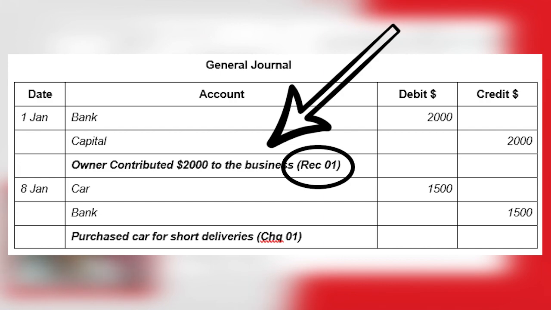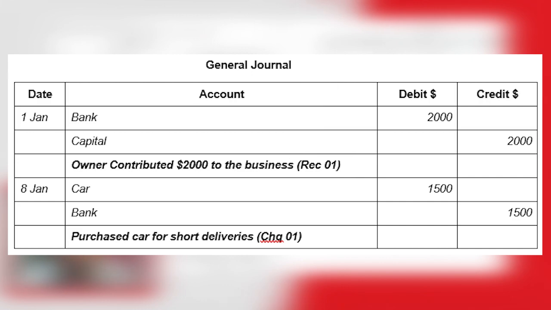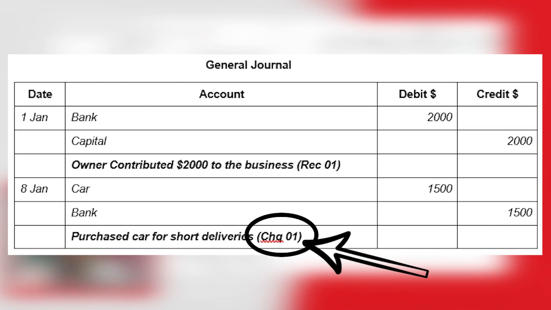And on the 8th of January, you can see the business purchased a car. So car goes up 1,500 and the bank goes down. That asset goes down, and that's a credit. And that's 1,500. And again, another narration with the source document always in brackets. Always put your source document in brackets because that helps with verifiability.